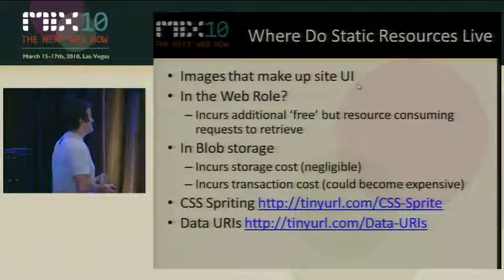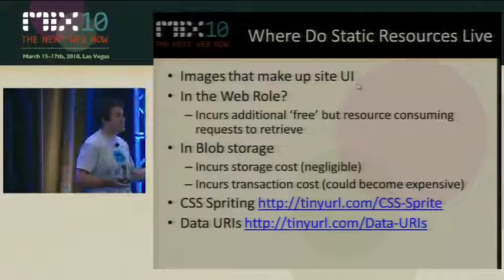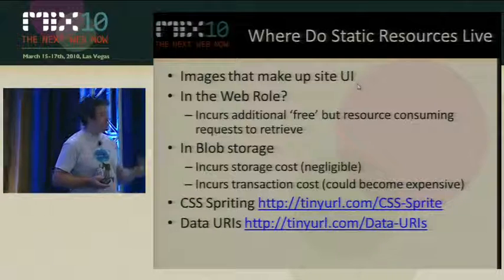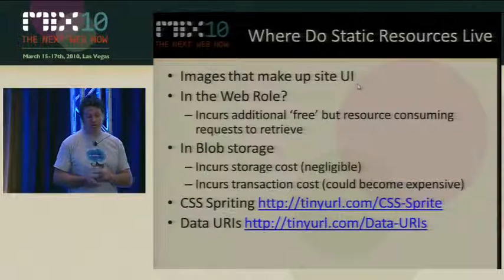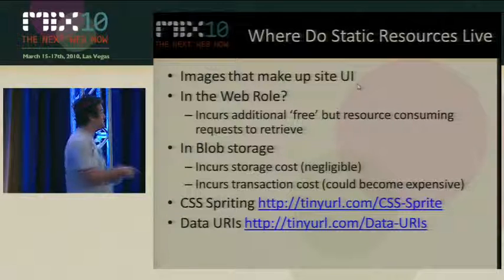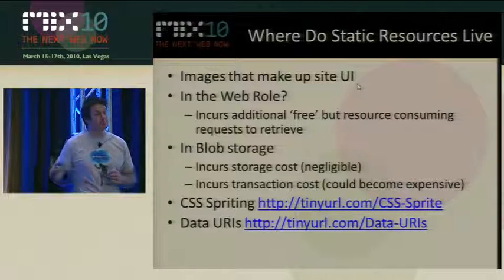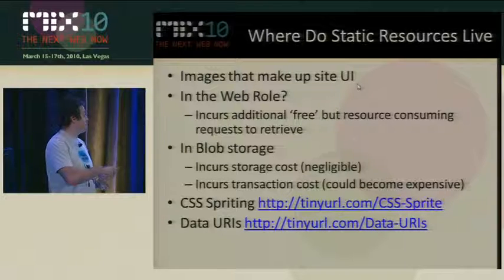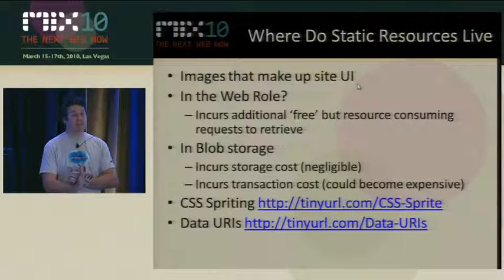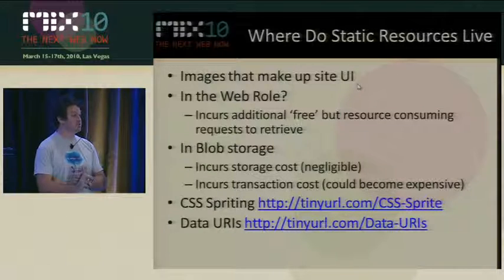Decide where your static resources live, right? Images that make up your UI. Do you put them in the web role, where there's no cost to retrieve them, but they are consuming resources? Do you put them in blob storage, right? Where there's a storage cost that's basically nothing, but there's a transaction cost that could be quite a bit. Make use of CSS spriting, make use of data URIs. Those are going to reduce your transaction count.